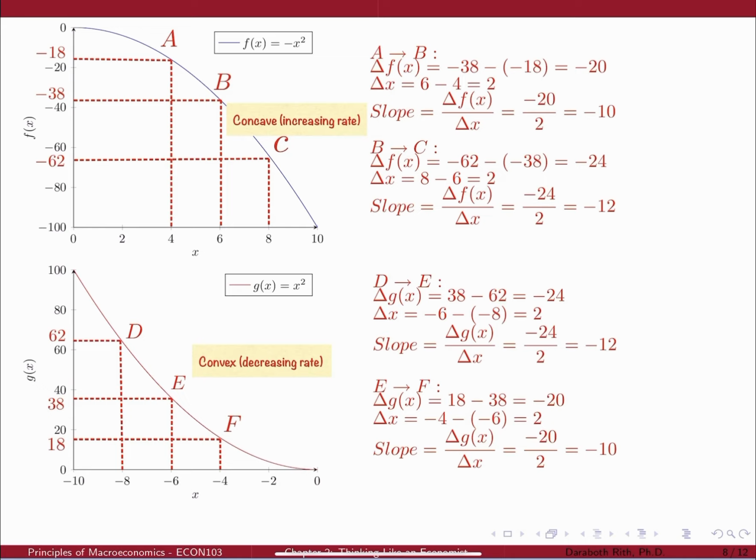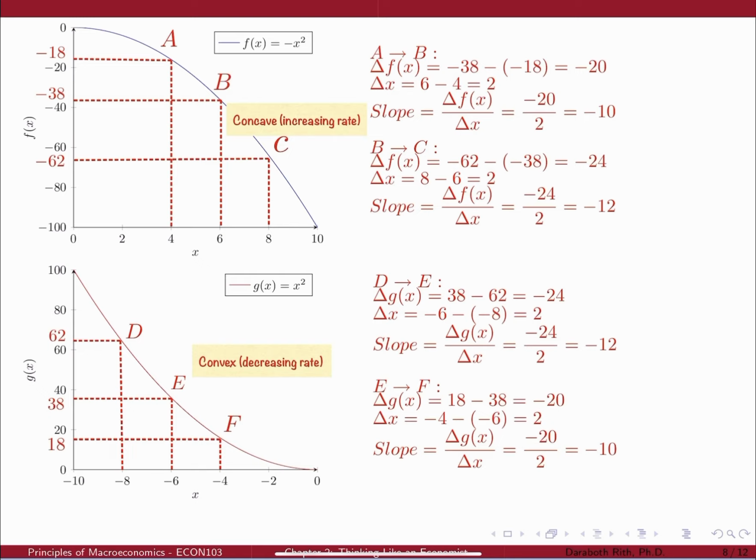Here, the slope keeps increasing if you keep moving down near the horizontal axis. And the shape of f(x) is outward from the vertex of the axis. So we can call f(x) concave with increasing rate.